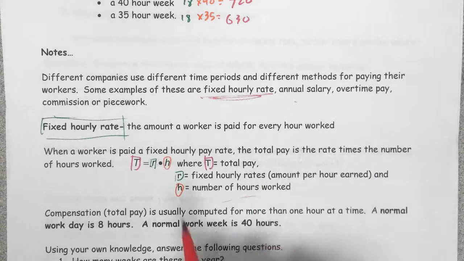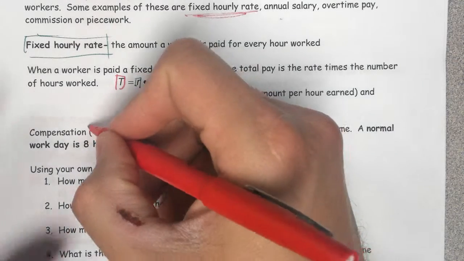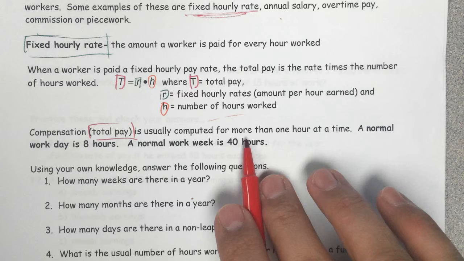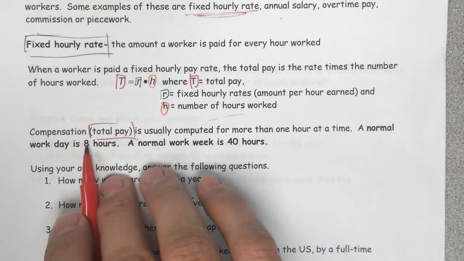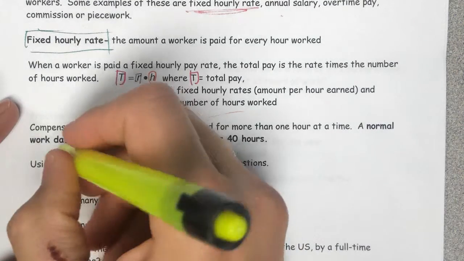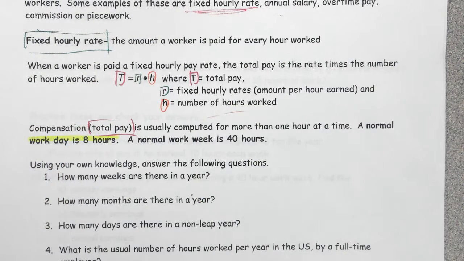We looked at this formula already. So now we have our compensation, my total pay. My total pay is my compensation. That's how much I get paid. That's how I'm compensated for my work. It is usually computed for more than 1 hour at a time. A normal work day is 8 hours.